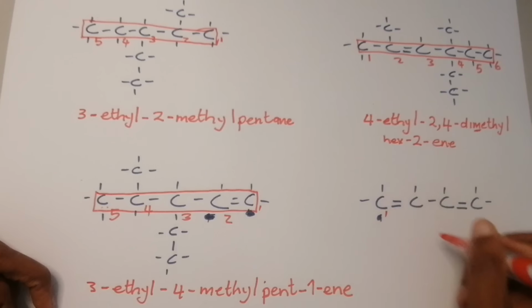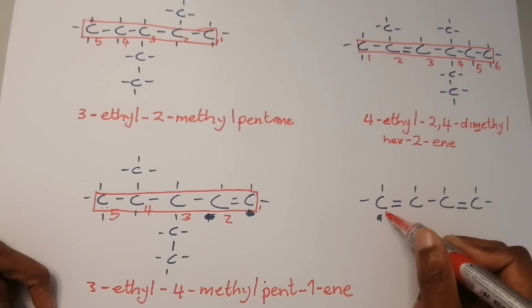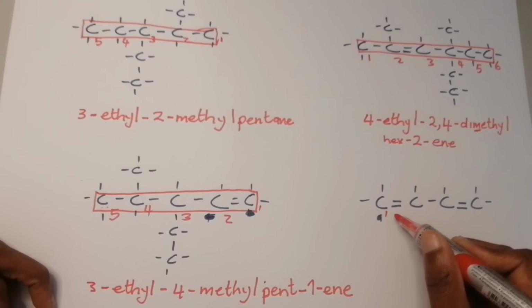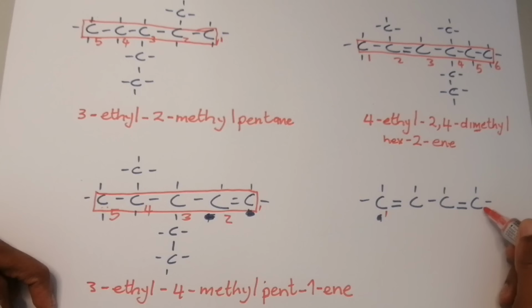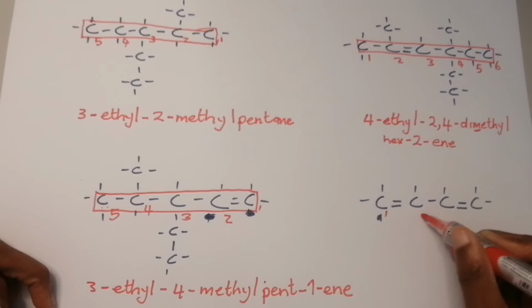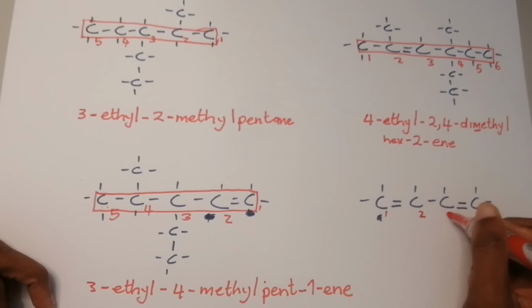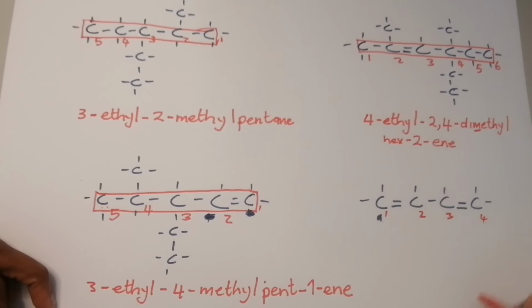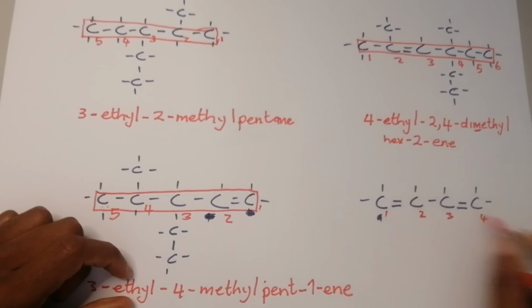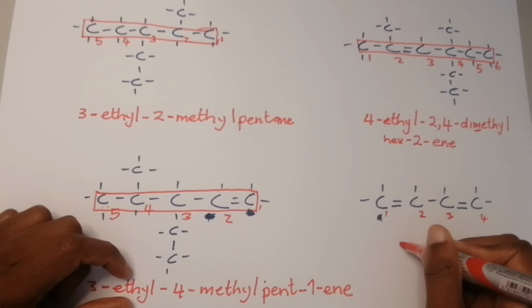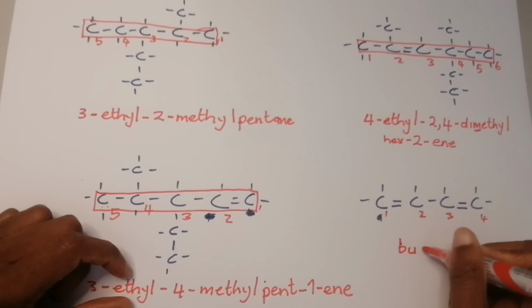Even if you numbered 1, 2, 3, 4, it's going to be at carbon number 1 and carbon number 3. But even from that side, 1, 2, 3, 4, it would be at carbon number 1 and 3. So it wouldn't really matter in this case. So how many carbons do we have in our parent chain? We have 4. So this becomes now but.